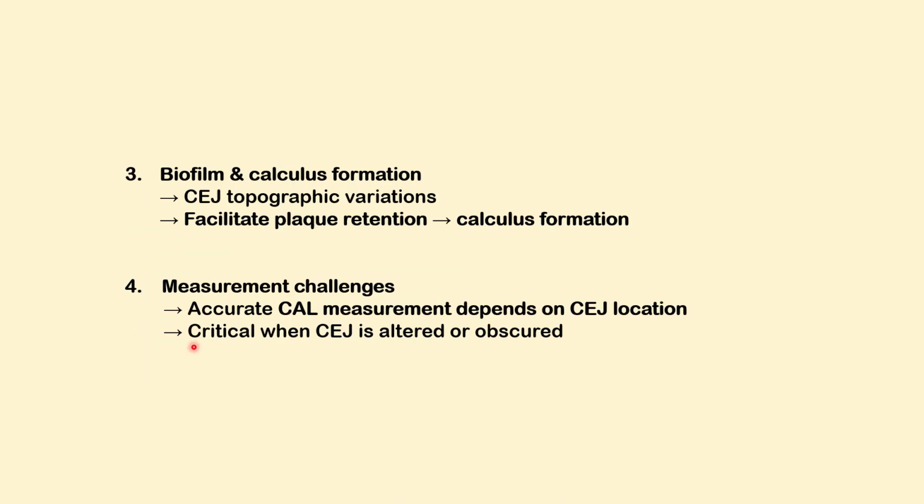The pattern of cementoenamel junction is also relevant for calculus formation. Any topographic variation can lead to the retention of plaque, which further leads to calculus formation. Also, the location of cementoenamel junction is important for accurate clinical attachment level measurement. So it is critical when the CEJ is altered or obscured.